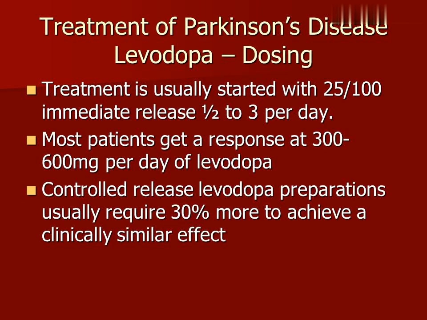Levodopa dosing. Treatment is usually started with 25/100 immediate release, half to three per day. Most patients get a response at 300 to 600 mg per day of levodopa. Controlled release levodopa preparations usually require 30% more to achieve a clinically similar effect.